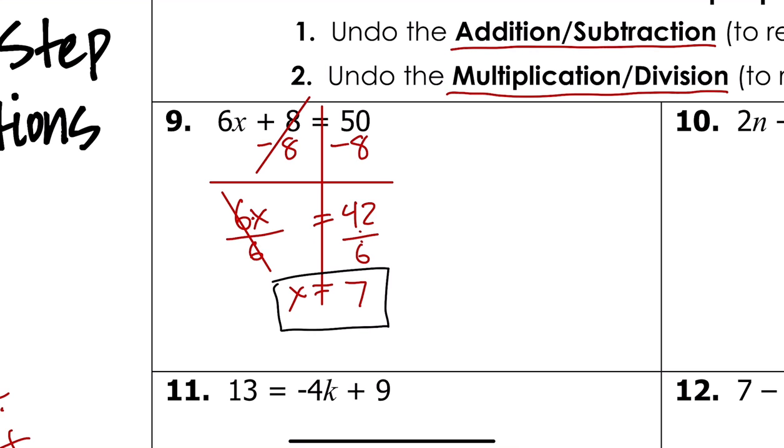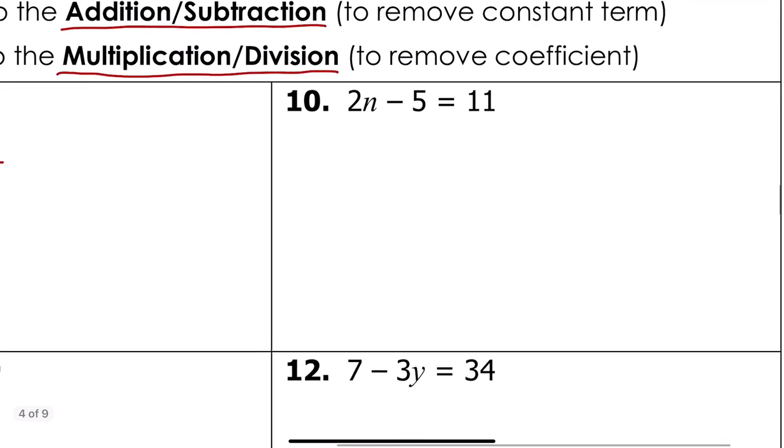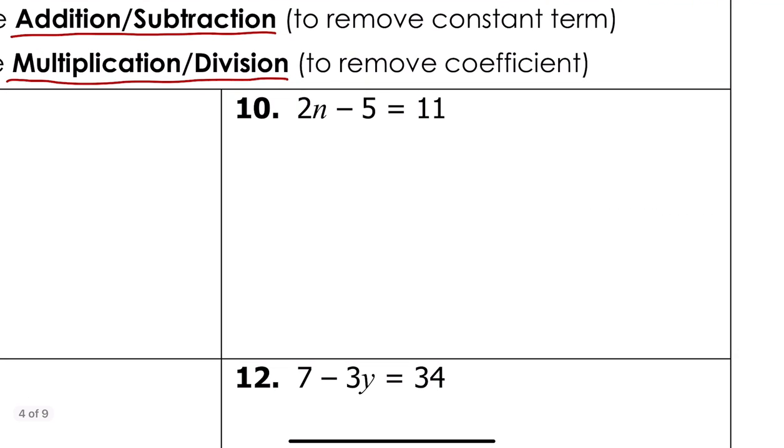So it's going to be the same process where we're doing the opposite to get x alone, or our variable alone. Only this time we're going to have to do it 2 times. First with addition and subtraction, and then multiplying and dividing. So let's do another one of these. We have 2n minus 5 equals 11.